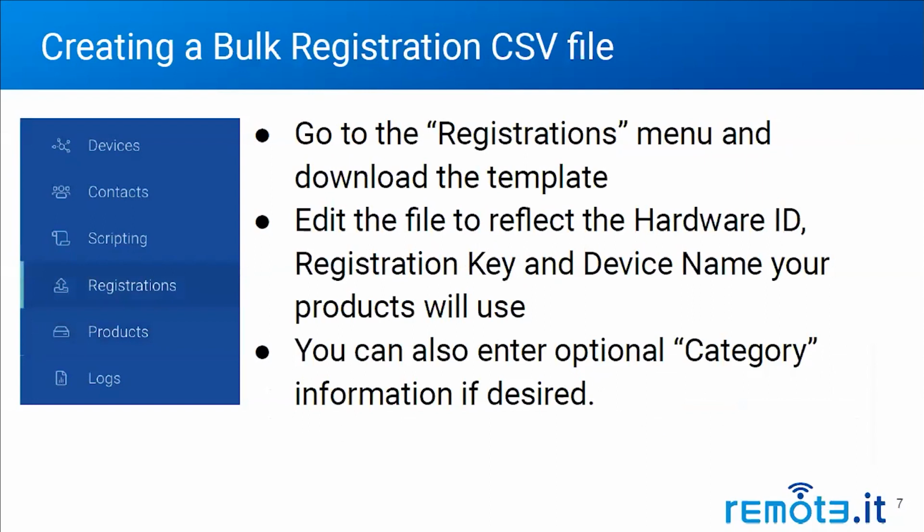After you create a product definition, you need to create a bulk registration CSV file. So then you go to the registrations page on the menu and download the template. And then you will need to edit this file to reflect the hardware ID, registration key, and device names that your products will use. And then you can also enter optional category information if desired.